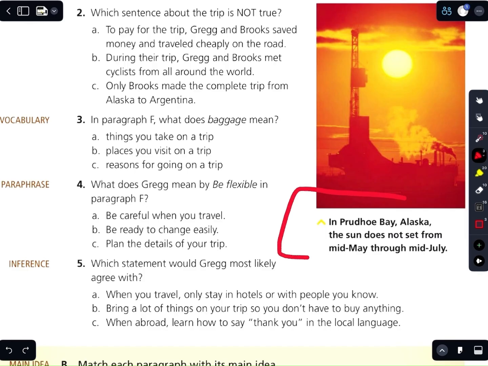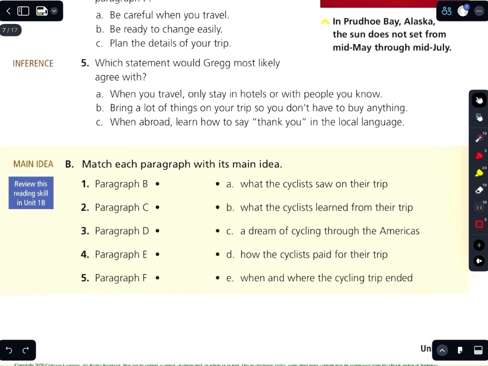Okay. In Prudhoe Bay, Alaska, the sun does not set from mid-May through mid-July. Okay, so it's very far north, so the sun doesn't set. It's always up in the sky, even at 3 in the morning.